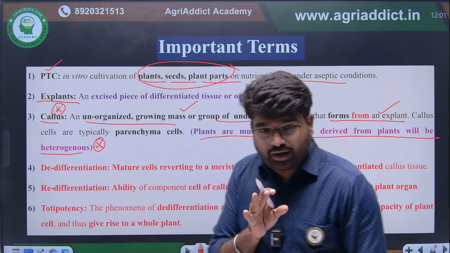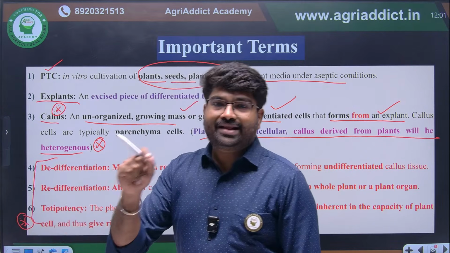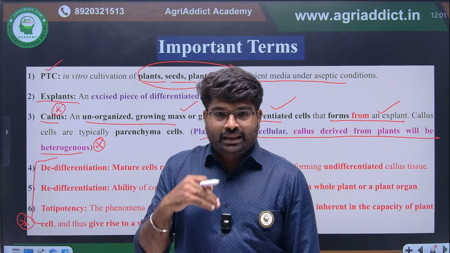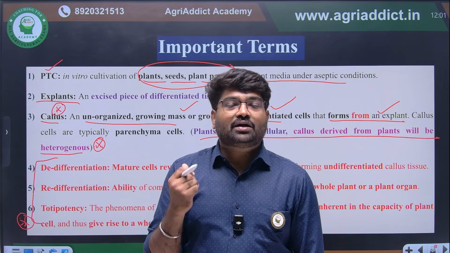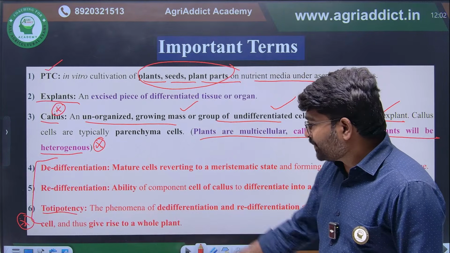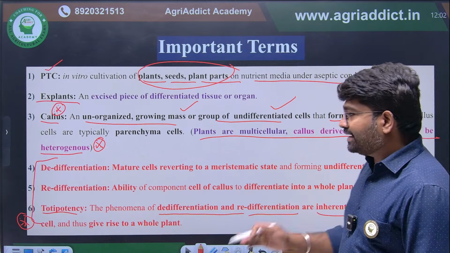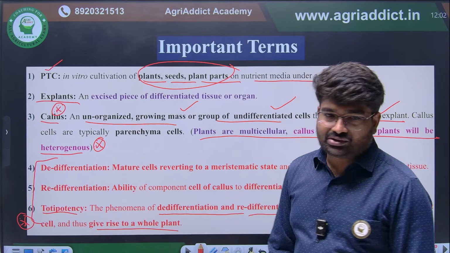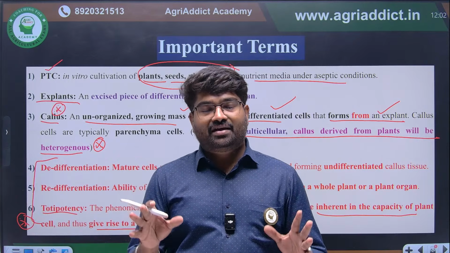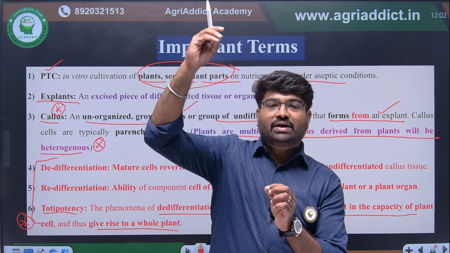Now we are going to see the three most important points. Sir, we are taking only the leaf or seed. How from there is the entire plant developing in in vitro condition? Why it is happening is because of totipotency. You have to know what is meant by totipotency. Totipotency means the phenomenon of de-differentiation and redifferentiation that are inherent in the capacity of the plant to give rise to a whole plant. There are two different concepts, de-differentiation and redifferentiation. Because of that, the single explant will be converted into an entire plant.